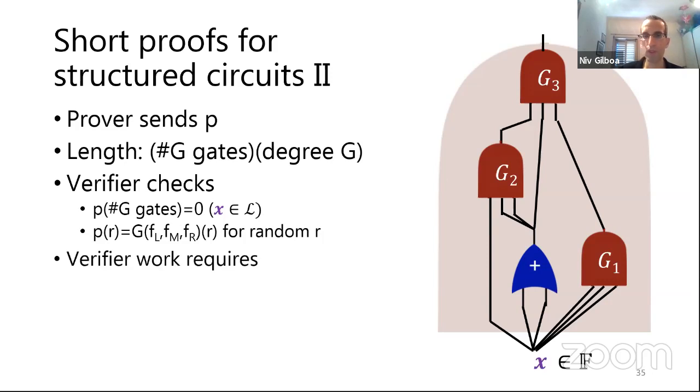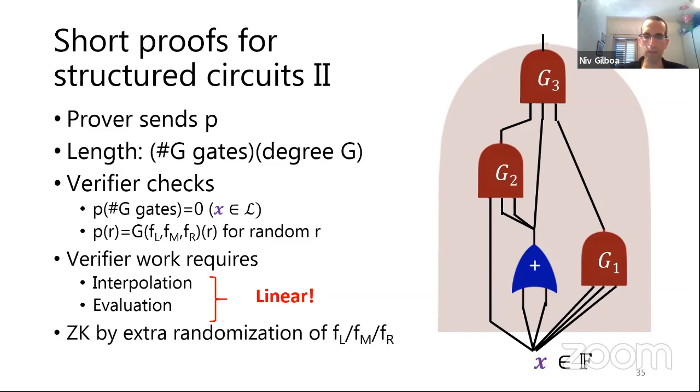Both of these operations can be done by linear operations because they only require interpolation and evaluation of polynomials. So they're linear, and therefore they can be done via FLPCP and via the distributed ZK. Okay, for ZK, we have an extra randomization of the polynomials with a random free coefficient, but that's a small detail.